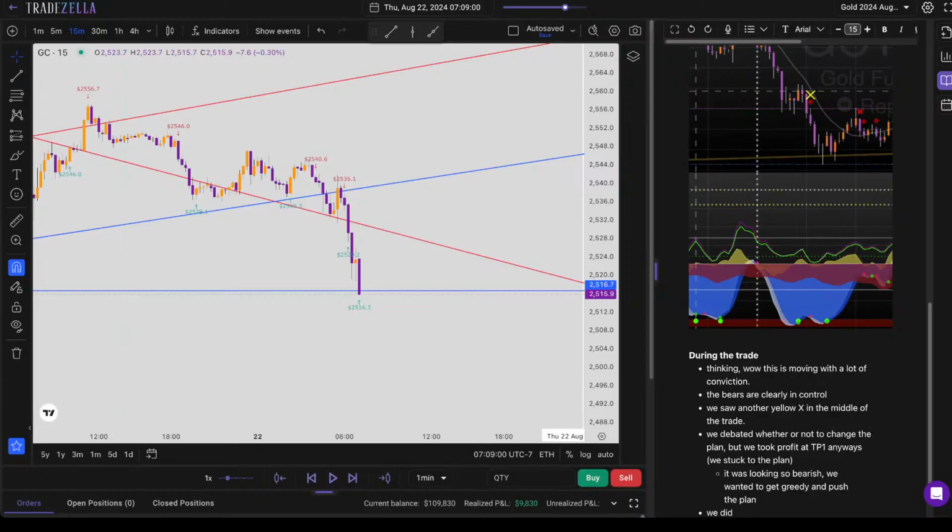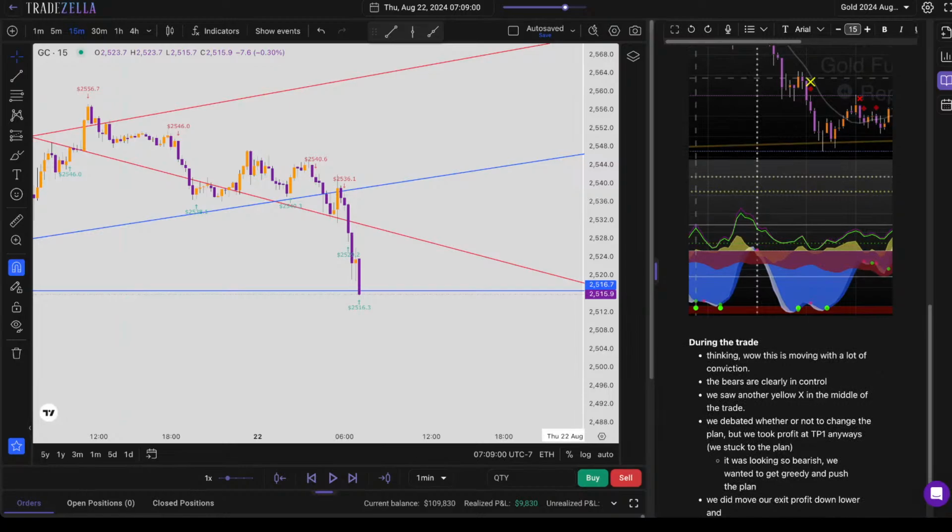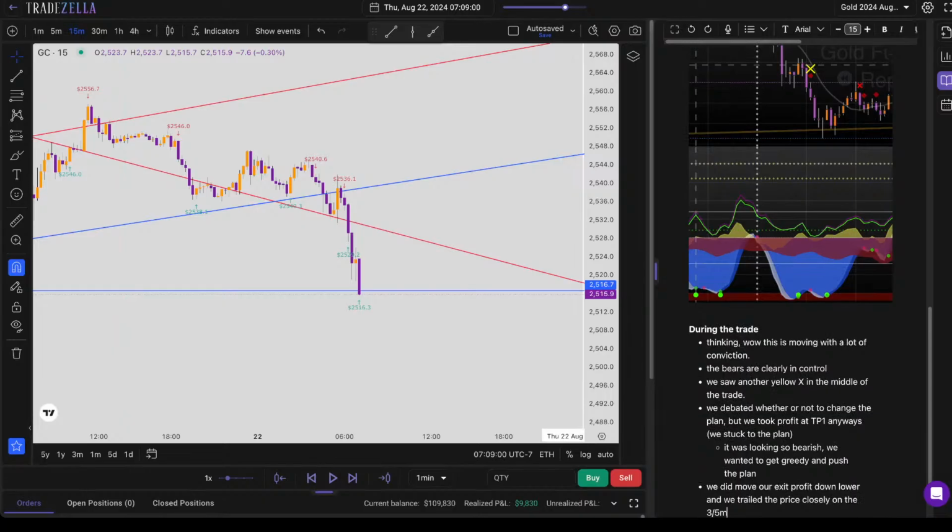We did move our final exit profit down lower, and we trailed the price closely on the 3-5 minute. That's what we did.